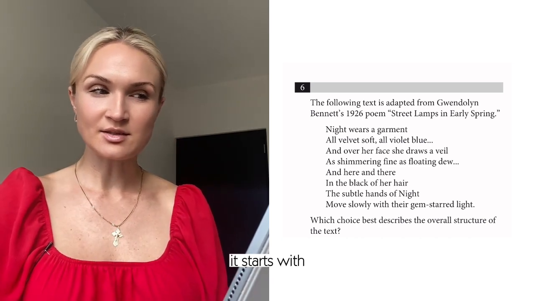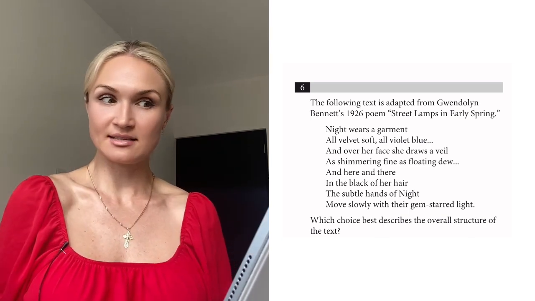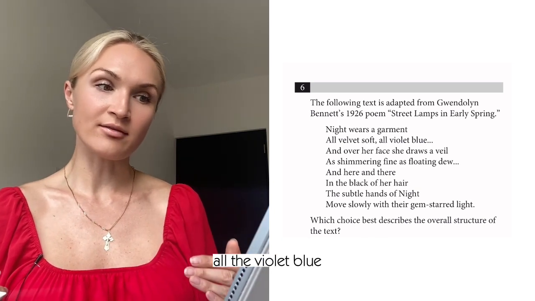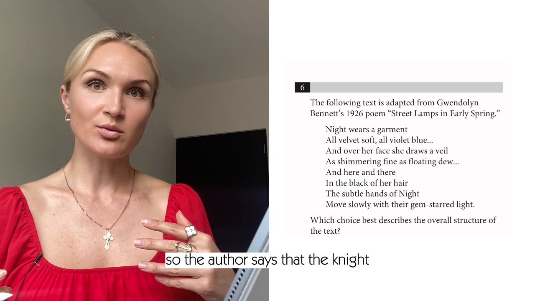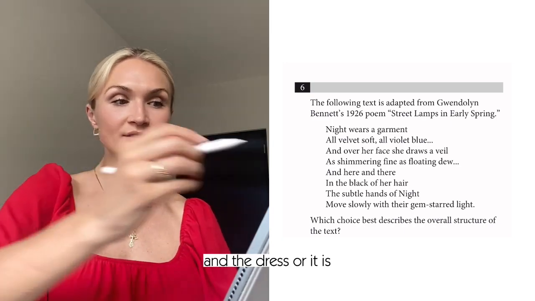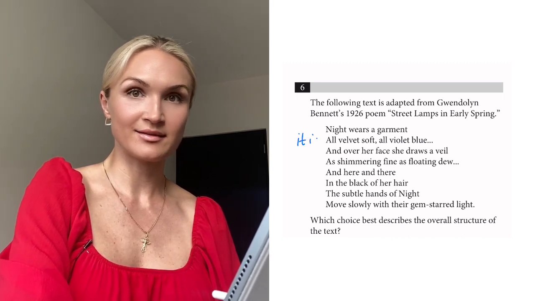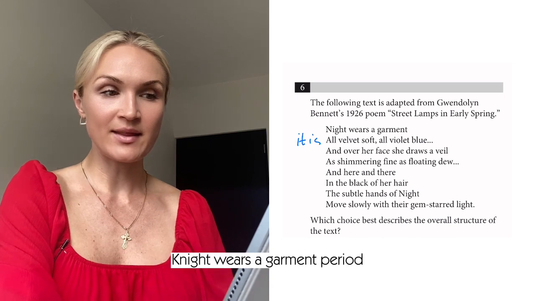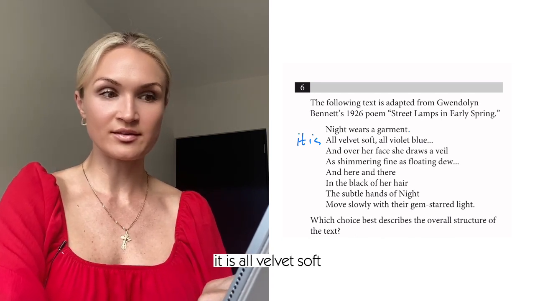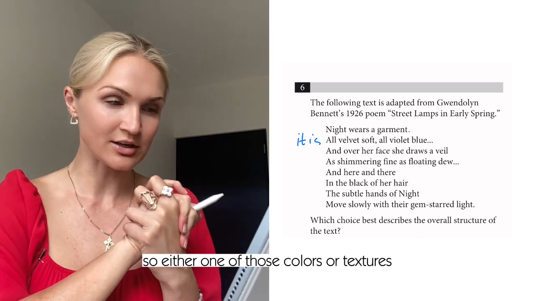It starts with: Night wears a garment, all velvet soft, all violet blue. So the author says that the night is wearing some kind of a dress, and the dress is all velvet, soft, all violet blue. So either one of those colors or textures. This is what we're filling in order for the sentence to make sense.